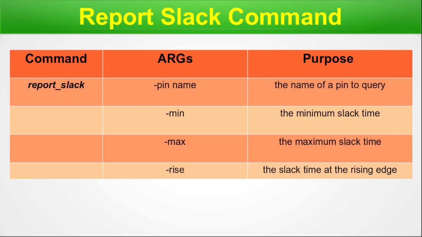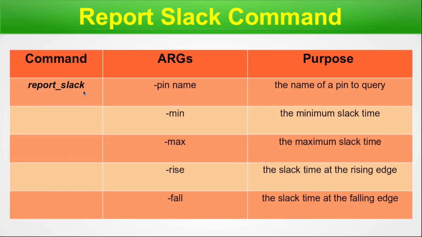The report_slack command. We can play with the slack with this particular Swiss Army knife. Let me show you how. Here is my mouse pointer. report_slack is the command and all these are arguments. Pin gives the pin name on which we want to do the query. Min is the minimum slack time, max is the maximum slack time, rise is the slack time at the rising edge, and fall is the slack time at the falling edge. So this way we can do the slack query. We can use it to determine slack at various pins. Okay, we're done with this particular slide, so let's move on.